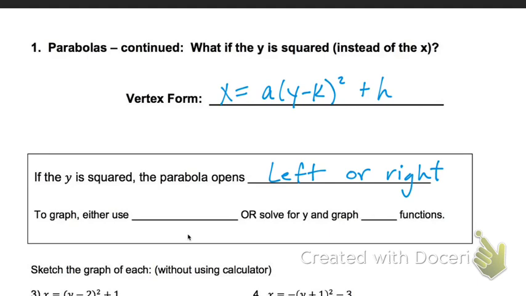If it's opening to the left, that means that you have a negative a. It's kind of like left and down go together, and then up and right go together if it's positive. And that would be a negative a. You could even put that negative a, positive a.